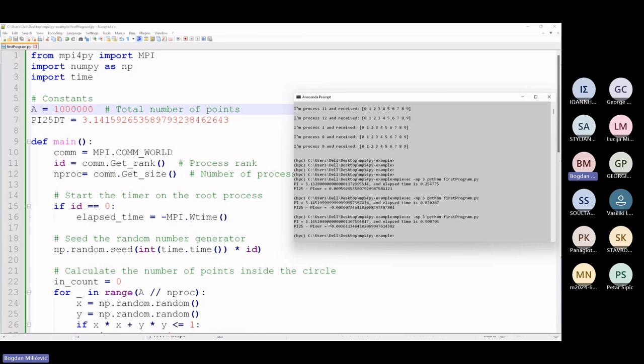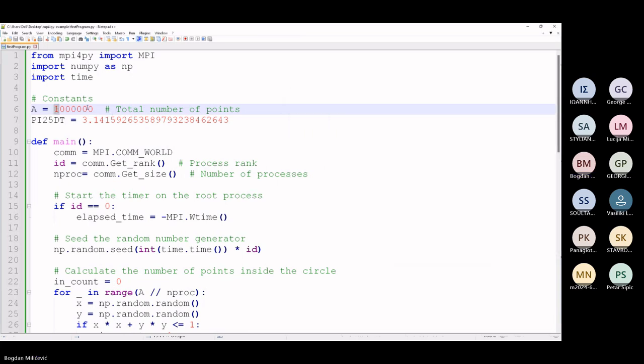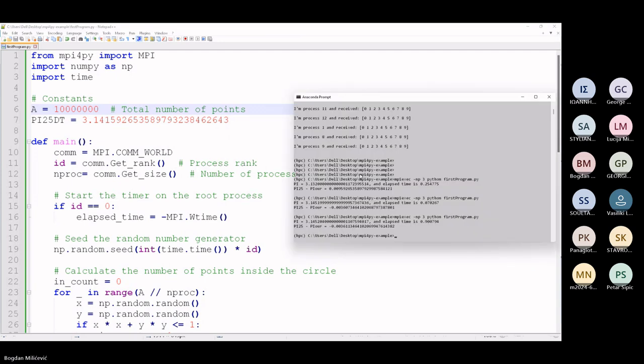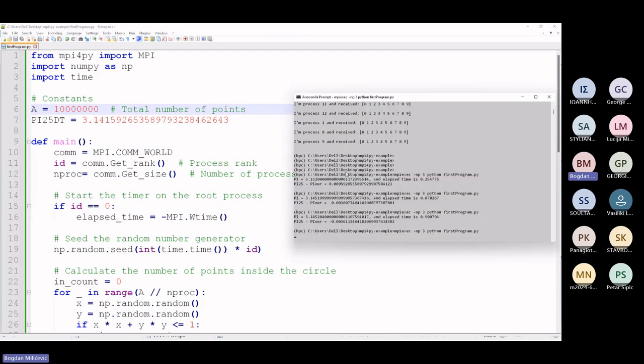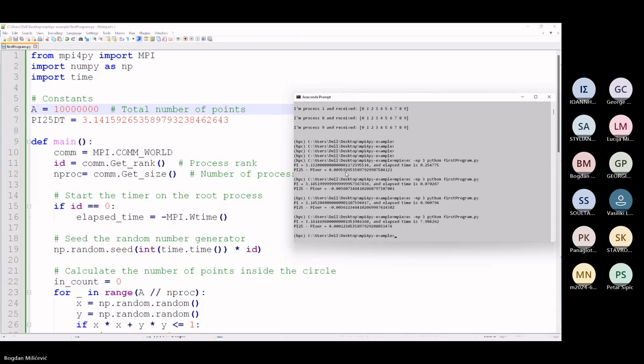Then it's still not precise enough. It depends a little bit even on the points generated, of course. But in general, as we increase the number of points, the value should be more precise. Okay, this one is better.